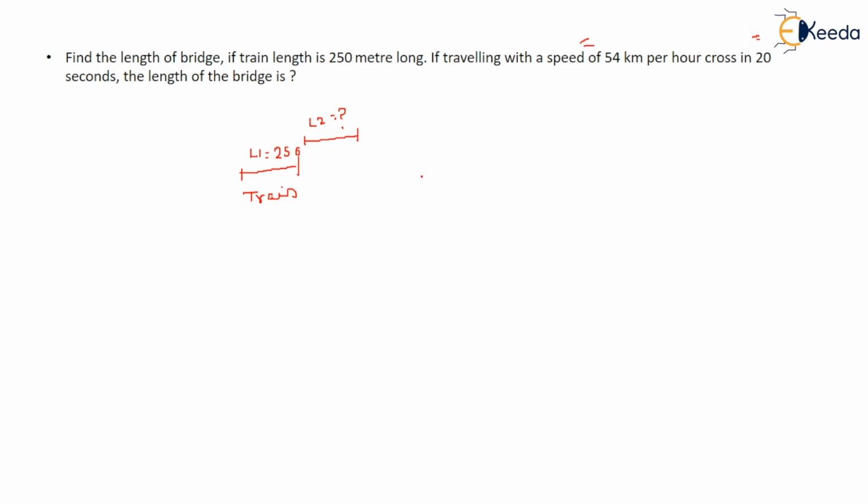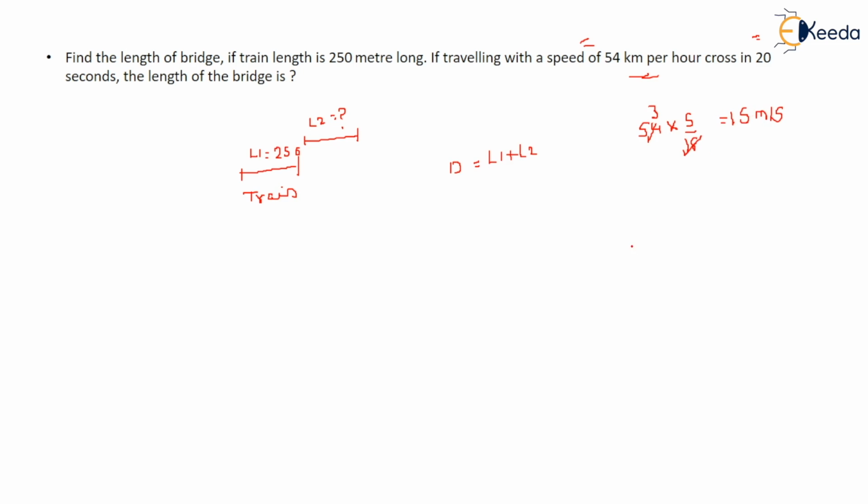So whenever there is a bridge, or whenever it has to cross a bridge, then the total distance becomes length of train plus length of bridge. Okay, so length of train you know, and the time you know, right? But here your speed is in kilometer per hour. First you have to convert it, 54 kilometer per hour, 5 by 18. This cancels, comes out to be 15 meter per second, right?